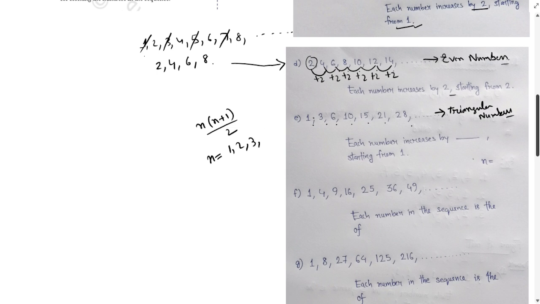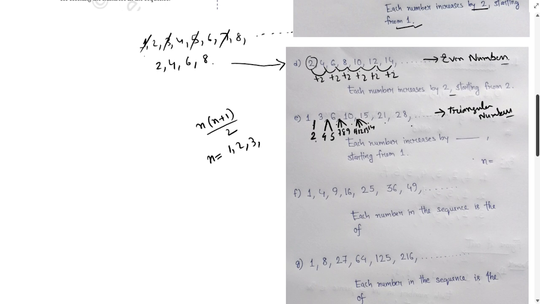So let's see here. 1, then 3. We are not considering 2. Then after 3 we get 6. We are not taking 4 and 5. Then 6. After 6 we write 10. We are not considering 7, 8 and 9. After 10, 15. So we are not considering 4 numbers in between, that is 11, 12, 13 and 14.